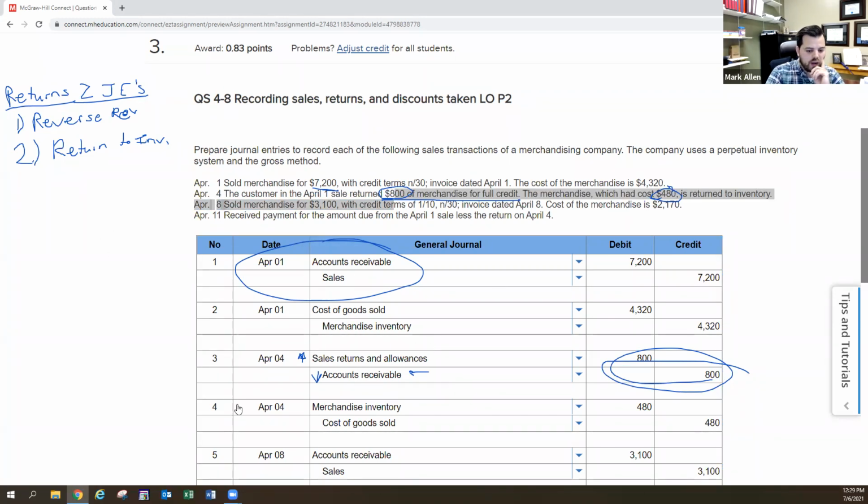The next entry, the second entry on April the 4th, is dealing with the cost. This is, in fact, a complete flip of the previous entry. On the second entry here on April the 1st, cost of goods sold went up, inventory went down. But here, inventory, of course, being an asset, is increasing, and cost of goods sold is coming down with a credit because it is an expense.